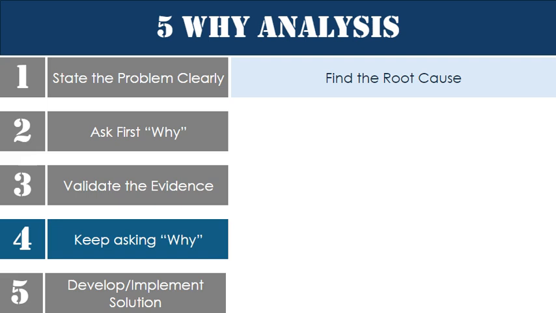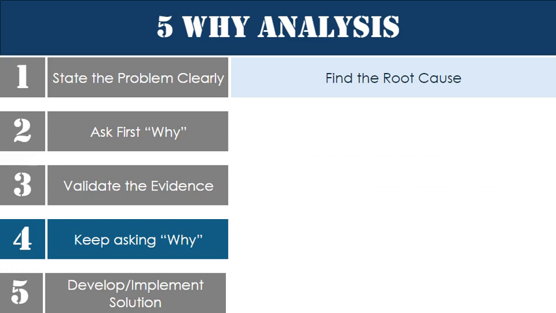Step 4. Keep asking why until you find the root cause. Take the answer from the previous why and ask why that happened. Keep building the chain of causality. This is where the method really tests patience. It's tempting to stop at the first answer that sounds reasonable, but the first answer is often just another symptom in disguise.